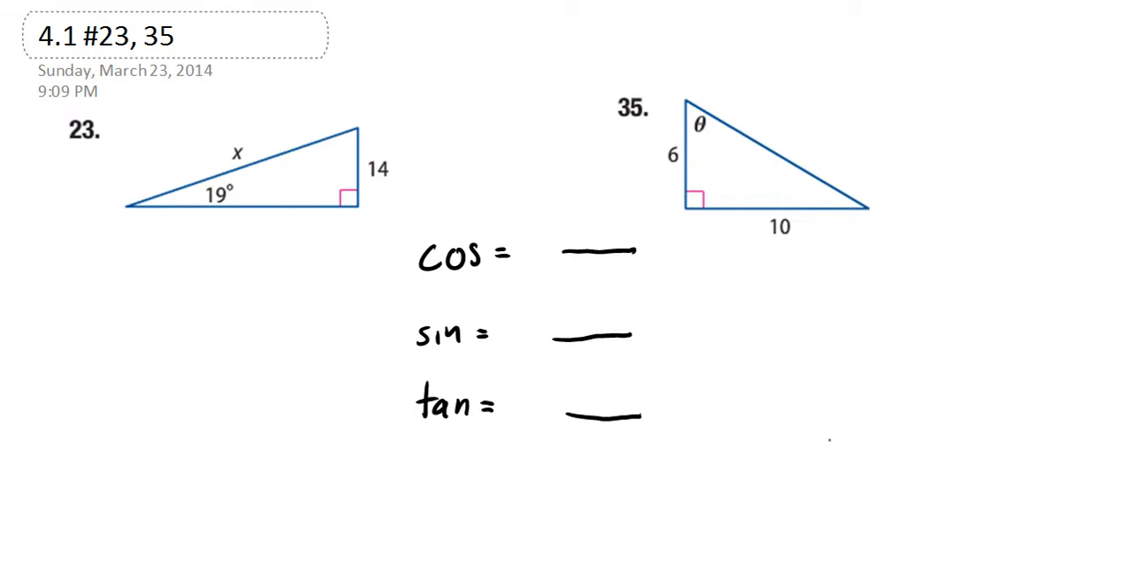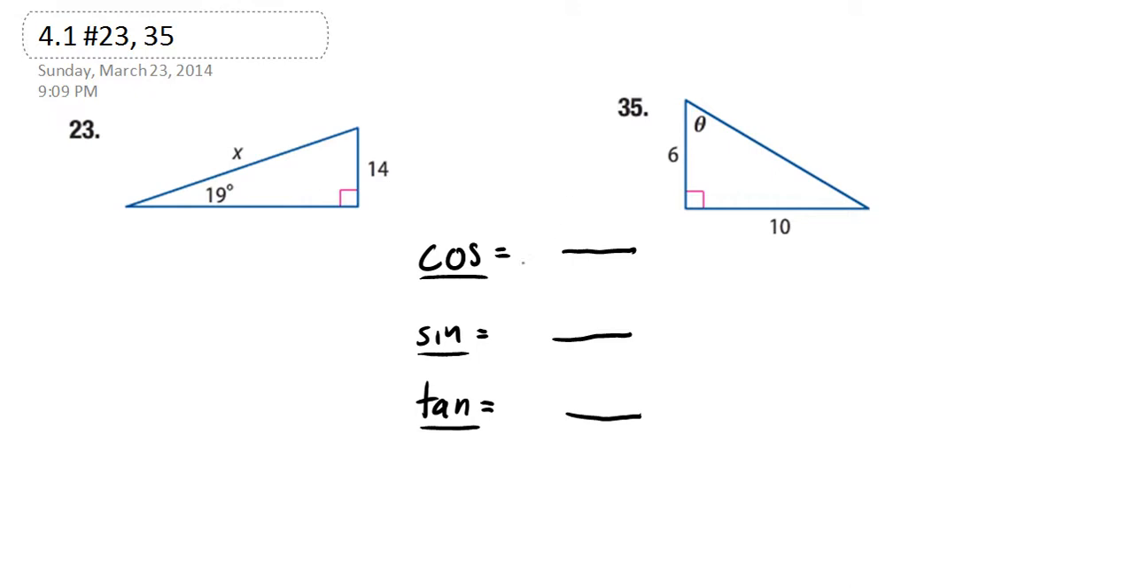In this video, I'm going to show how to solve a triangle for a certain side or angle. And this is numbers 23 and 35 from 4.1 of the textbook. So first I think we need to look at some triangle relationships: cosine, sine, and tangent.